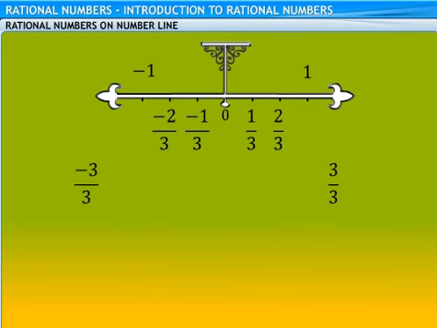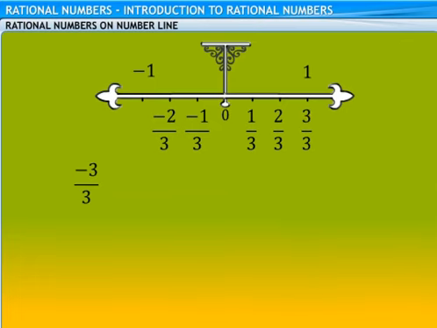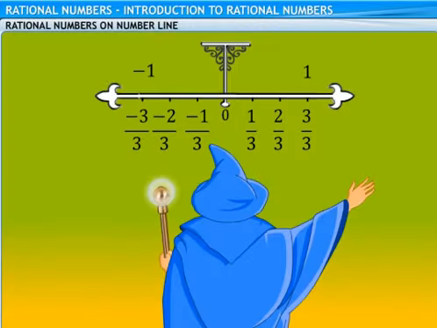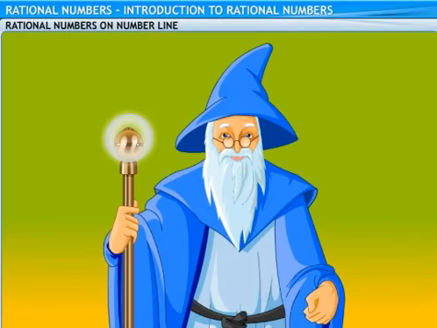The rational number 3 divided by 3 actually just represents the number 1. Thus, it occupies the same place as the positive integer 1 on the number line. Similarly, the rational number minus 3 divided by 3 actually represents the number minus 1. Thus, it occupies the same place as the negative integer minus 1 on the number line. Similarly, you can mark more rational numbers on the number line. Draw your own number line and practice. I must go now and find my naughty grandson who started all this.